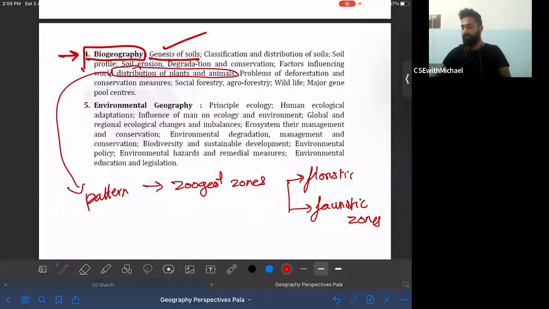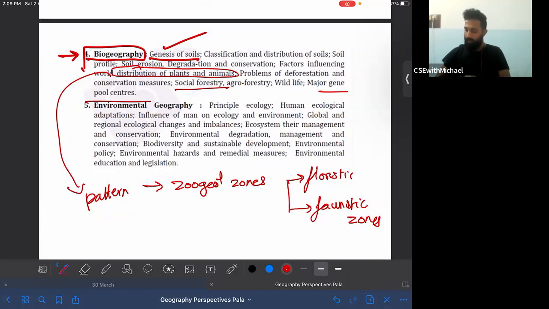Yeah, so floristic regions. Then social forestry. Forestry is a small topic, not many questions are asked. Major gene pool centers, few questions have been asked. In fact, just one question, last year, in 2021. Besides that, not many questions from gene pool centers and forestry. Very few. Deforestation, a lot of questions are being asked.